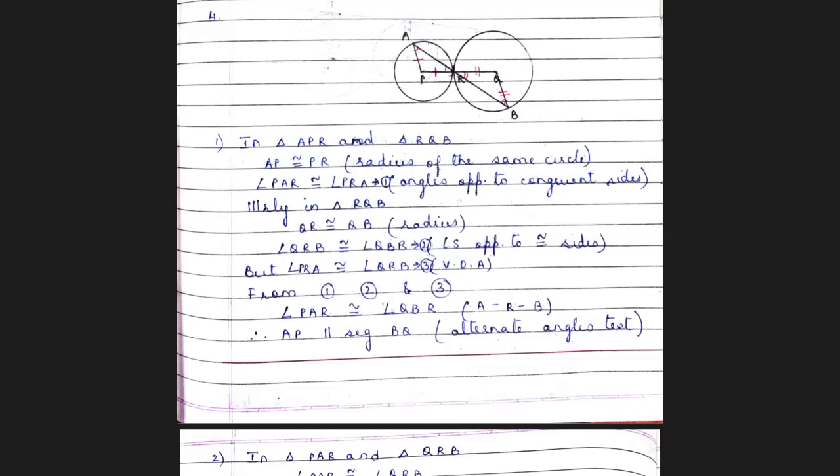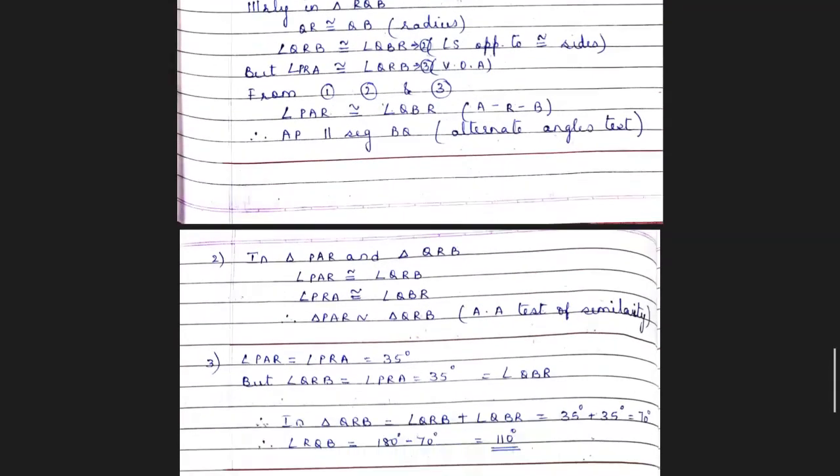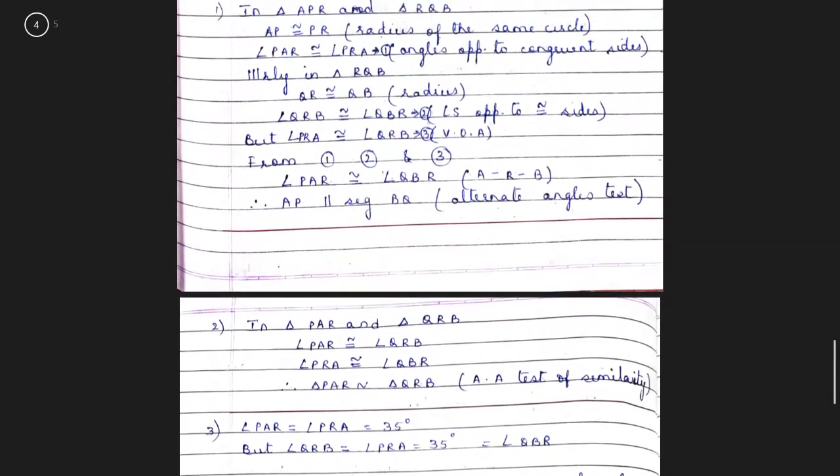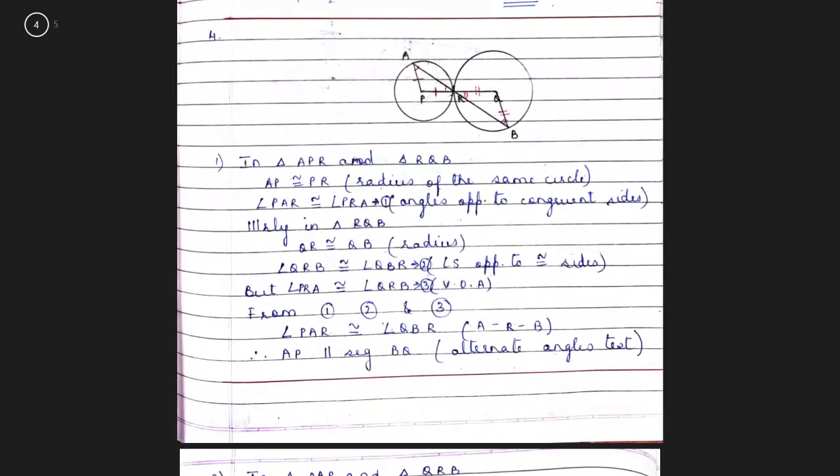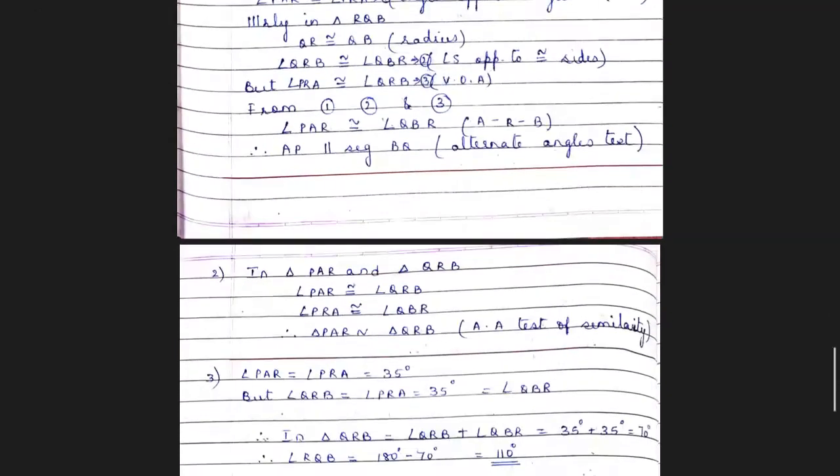But angle PRA is congruent to angle QRB. Reason, they are vertically opposite angles. Therefore, from equations 1, 2 and 3, what do we get? Angle PAR congruent to angle QBR. Okay. But they form a pair of alternate angles, A, R, B. Therefore, AP parallel to segment BQ by alternate angle test. Okay, that's why AP is parallel to BQ. Okay, so that's the first question for you. Second, you have to prove triangles PAR and QBR congruent.